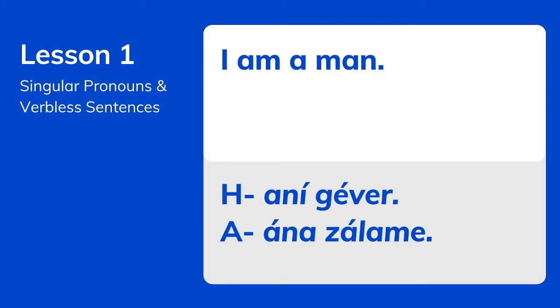Note that in both Hebrew and Palestinian Arabic, there is no need for a verb. These are verbless sentences. There is no word for am, and in fact, there is no word for a or an. So in both languages, what we're literally saying is I, man. But of course, we'll translate that into English as I am a man.